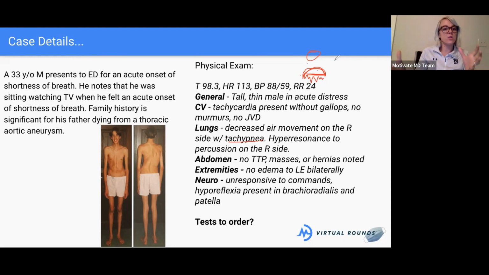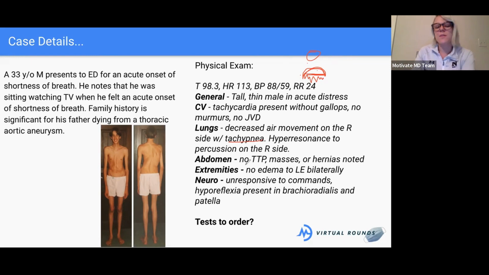And something that we do is we have them roll on their side and then do it again, because the air will shift to the top. That's called shifting dullness. Okay, so the fluid will go to the bottom, air will go to the top. So that's another thing for perspective in terms of this.